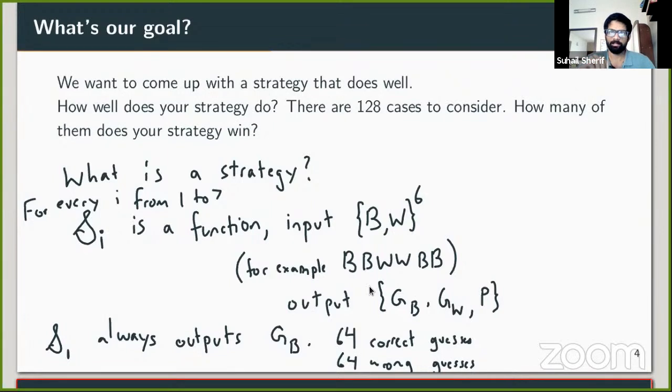Sir, if S1 turns out to be wrong, won't they lose the game automatically? Yes, if S1 is wrong, they've already lost the game. That happens in 64 of the cases, and in those 64 cases they've lost. But maybe in the cases where they're right, they don't have to lose any more cases.